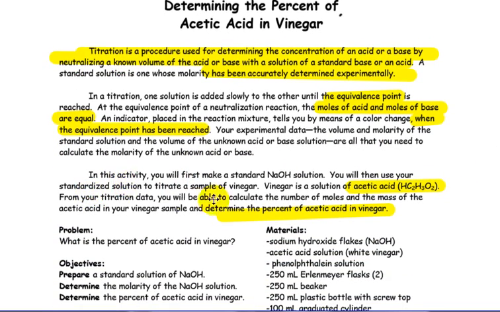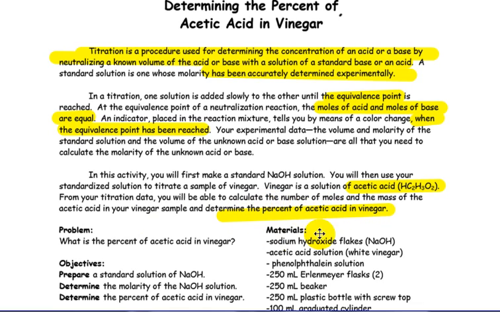In this activity, you'll first make a standard NaOH solution. You'll then use your standardized solution to titrate a sample of vinegar. Vinegar is a solution of acetic acid. So the HC2H3O2, so the hydrogen ion with the acetate ion. From your titration data, you'll be able to calculate the number of moles and the mass of acetic acid in your vinegar sample, and then determine the percent of acetic acid.